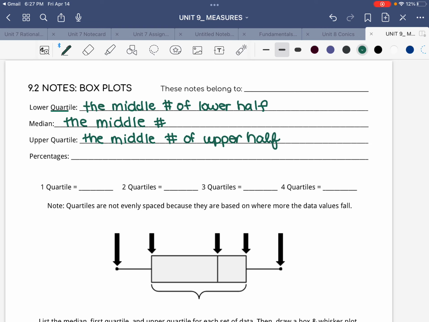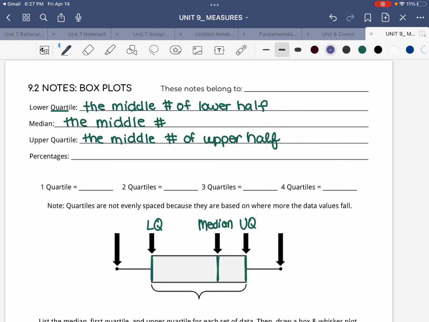And what this looks like is the lower quartile, or LQ, is going to be the first line right here. The median is going to be the line in the middle of the box. And the upper quartile is going to be the right side of the box. What this does is it gives you an idea of where most of the data values fall.